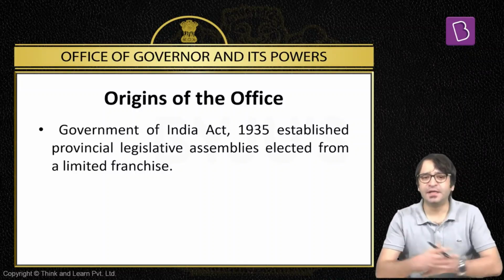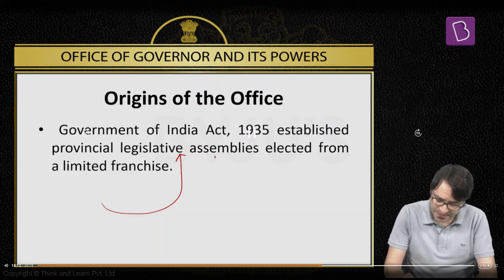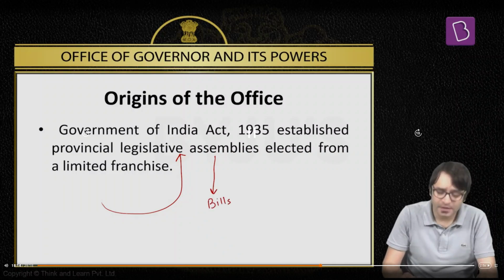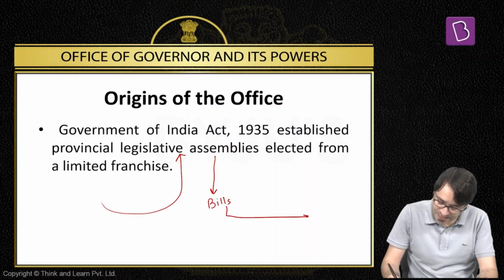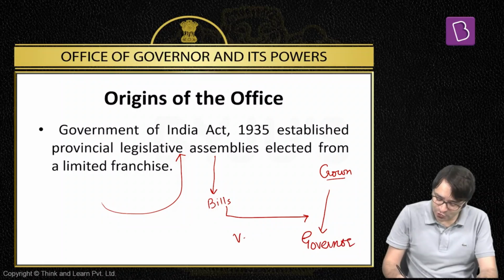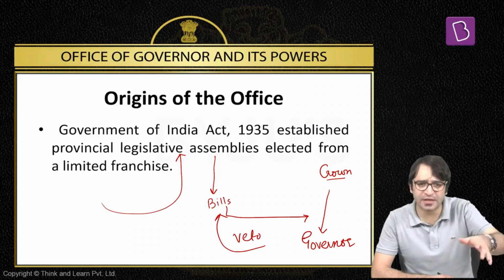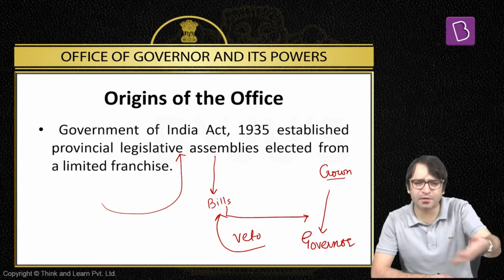You would know that the Government of India Act 1935 established provincial legislative assemblies. These legislative assemblies would pass bills, basically make laws. But to retain the power of the crown, to retain the power of the British government, they gave the power to the governor that you can veto these bills. That means although on paper, the Government of India Act 1935 established provincial legislative assemblies, they were given the powers: please make laws, please make laws for the people of your state, for the people of your country.